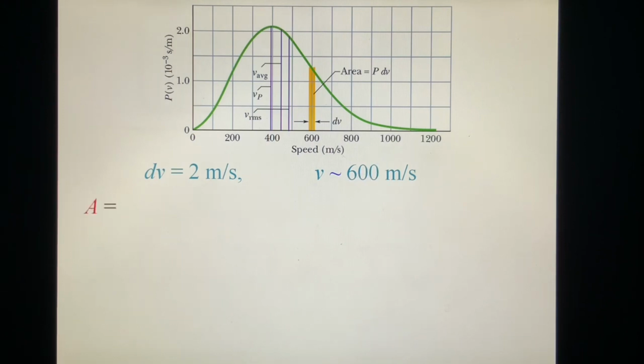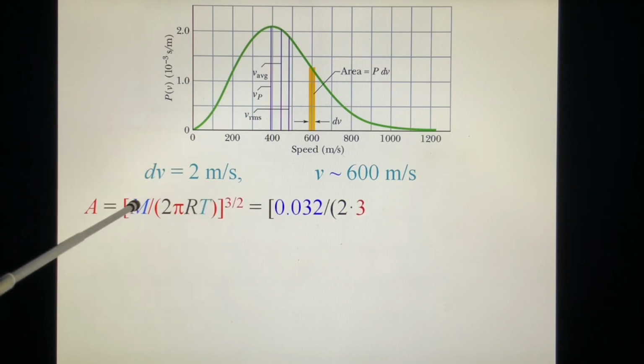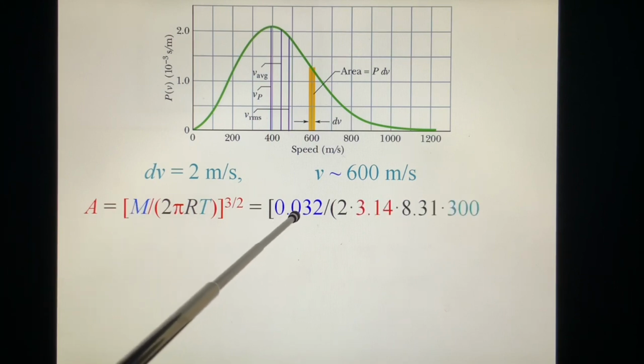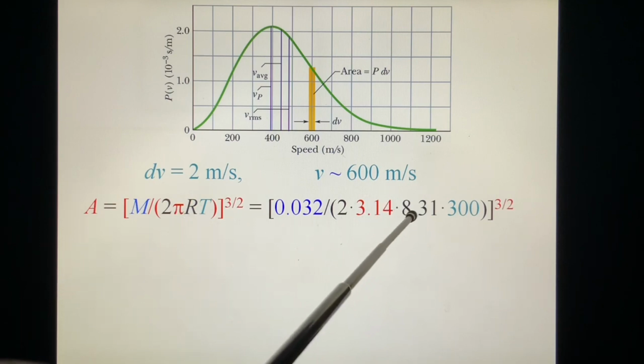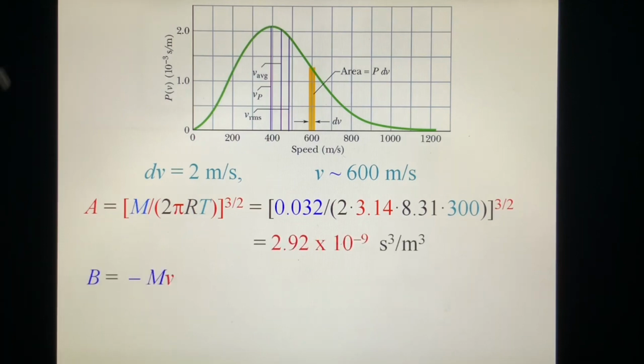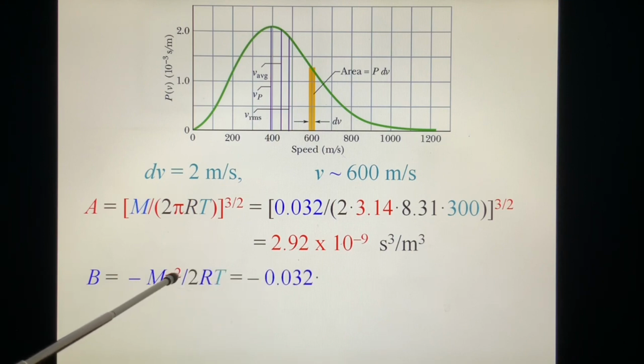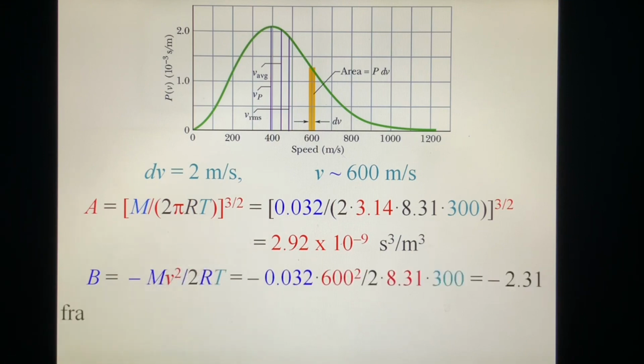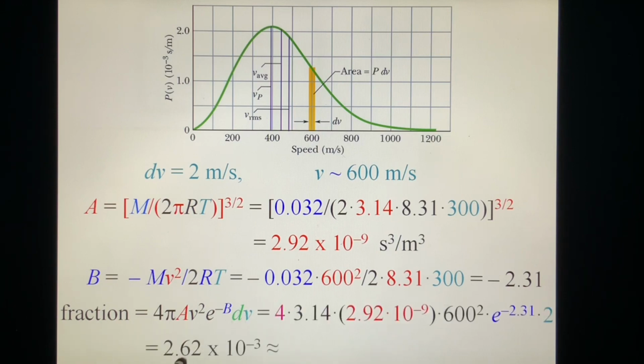So we put these numbers into the Maxwell equation. We need A and B. For A, M is the molar mass for oxygen, 0.032 kilogram, R is 8.31, and T is 300. You get A. We also need B. B is minus M v squared over 2 RT. We put v around 600, T is 300, M is 0.032. So we put this in: f(v) dv equals 4 pi A v squared e to the B, times dv. Then we put everything in, and it is about 2.62 times 10 to the minus 3. That's about 0.00262%. Very few.